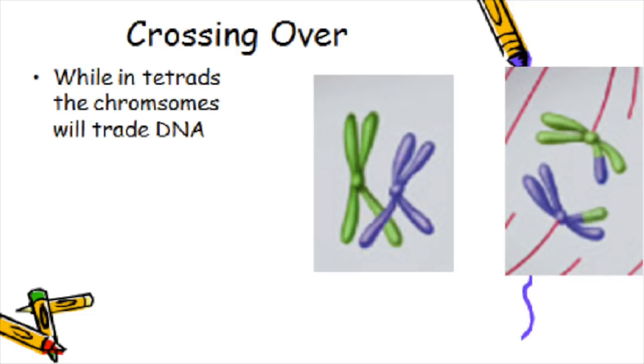So go ahead and draw a picture of a tetrad at the bottom of page 1. And pretend the green chromosome is from dad and the purple chromosome is from mom. Look at the picture on the right.